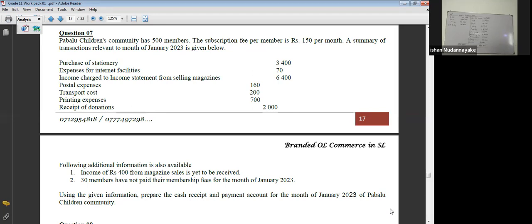The cash book we prepare on a cash basis: cash inflows debit, cash outflows credit. Here they have given some of the information, and you can see some additional information also. Following additional information is also available. Using this information, try to do the receipt and payment account.